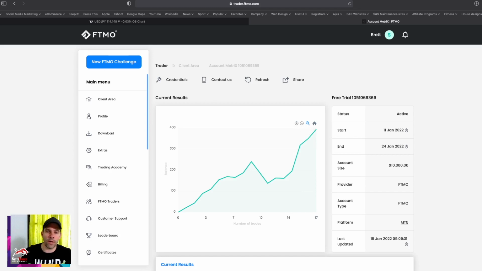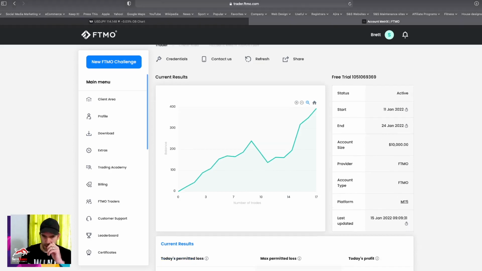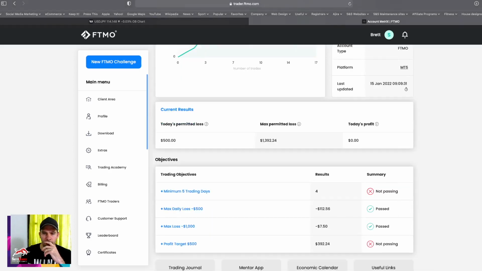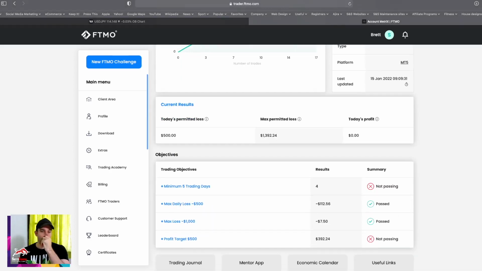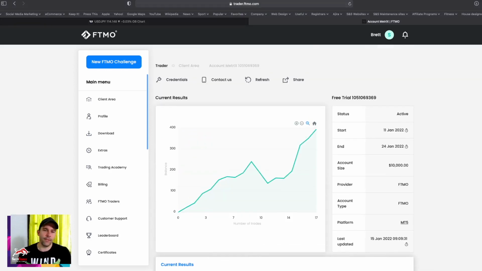But we are very close, guys. We've got like 100 and what are we sitting on now, profit-wise? Yeah, so $108 basically we need to make. So I think we can do that on Monday. I think Monday will probably pass.